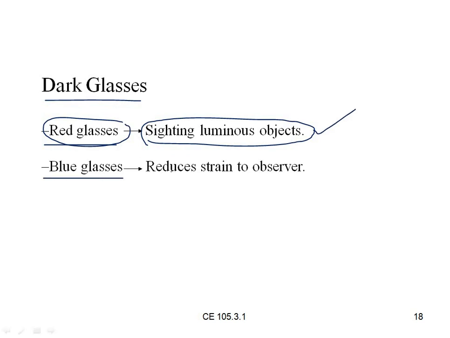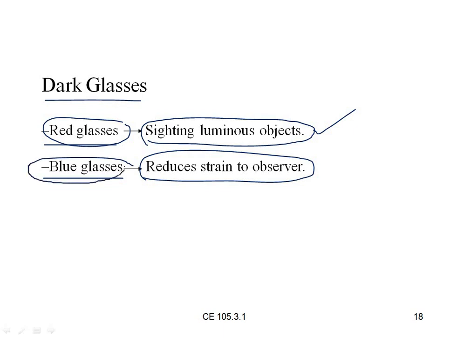And blue glasses, so they reduce strain to the observer. So providing blue glasses reduces the strain to the observer. So why does this strain occur to the observer's eye? Because of heavy sunlight or other objects which cannot appear clearly. So if you use the blue glasses, things can appear somewhat more clearly. The measurements also look clear.